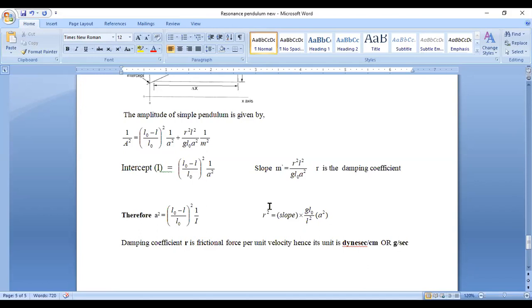We have studied the mechanical resonance, and I gave you the concept of this experiment. The physics which we have used is that when the periodic time of the simple pendulum is equal to the periodic time of the bar pendulum, then resonance occurs, and at that resonance the amplitude of the simple pendulum is maximum. We use this principle, and we have studied the compound pendulum.